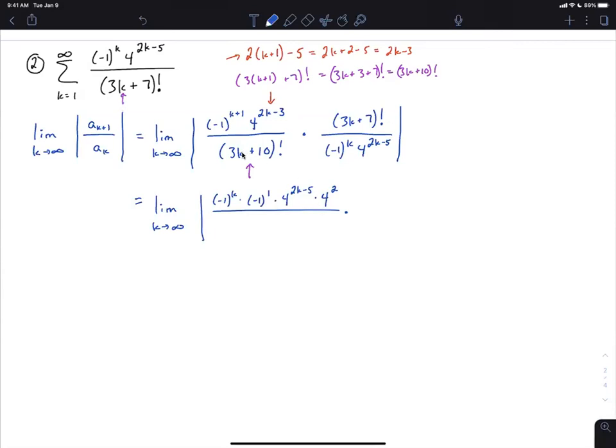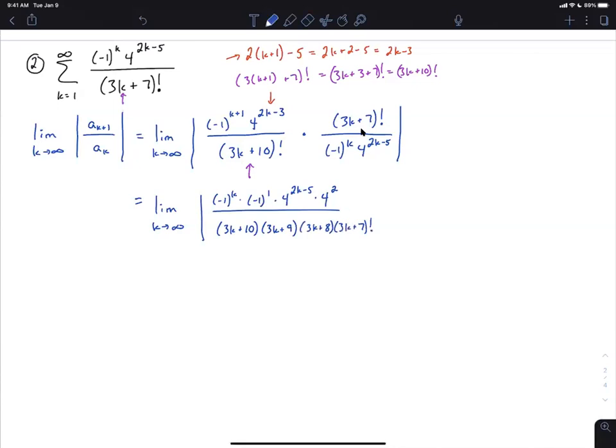Okay. And now factorials, we talked about this a little while ago, or at least I did in one of the prereq videos. I forget if we ever talked about it live. But when you have factorials, you can get the bigger one to cancel with the smaller one. And so 3k plus 10 is obviously bigger than 3k plus 7. And so you can split 3k plus 10 factorial into 3k plus 10 times 3k plus 9, because that's one less than that, times 3k plus 8, because that's one less than that, times 3k plus 7, and then factorial.